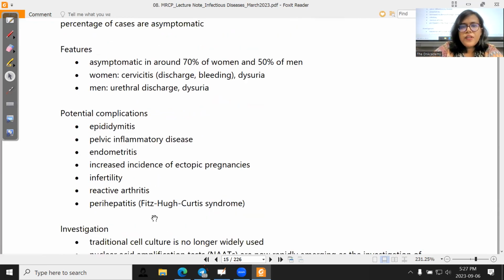Perihepatitis, which is the Fitz-Hugh-Curtis syndrome, okay? It's a bit difficult name. Just remember, it's a form of ascending infection related to the pelvic or the genital infection.